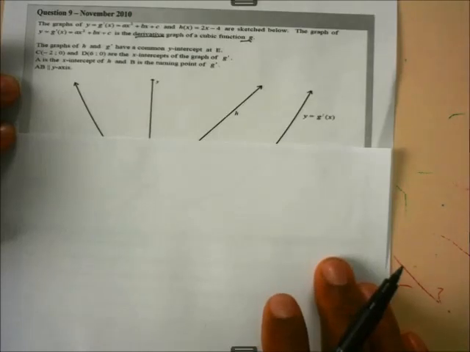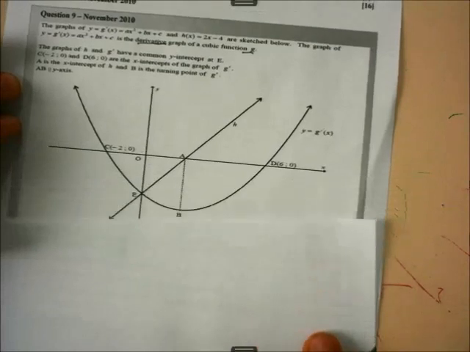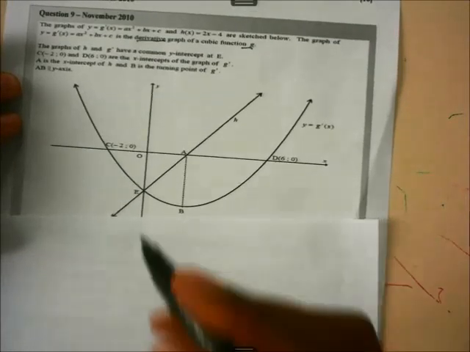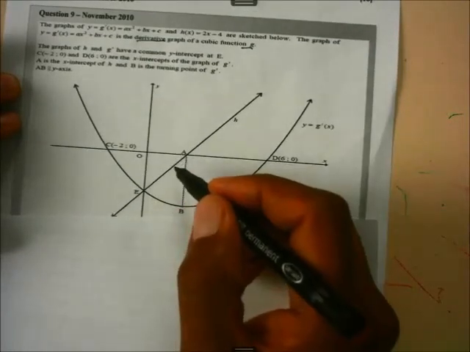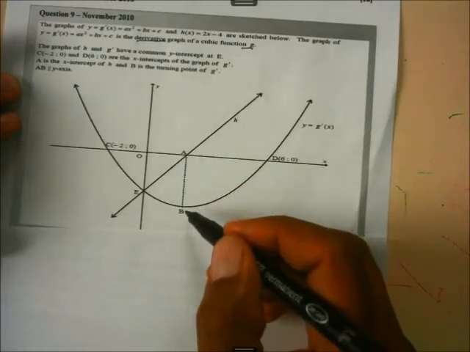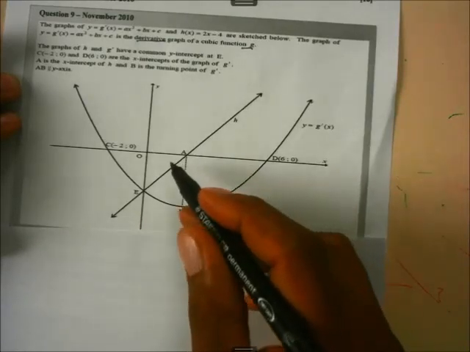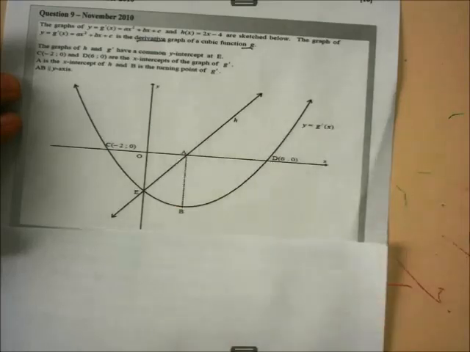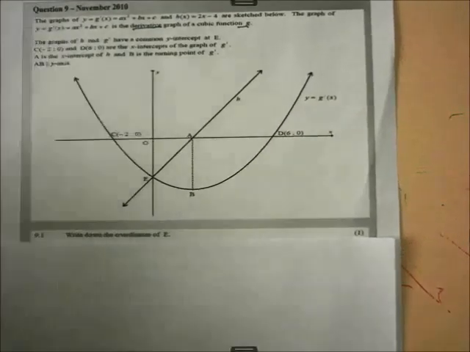A is the x-intercept of h. Where is a? There it is, a. And now we have b is the turning point of g. There it is, b. And also AB is parallel to the y-axis. Right. Boys and girls, look at the first question there.